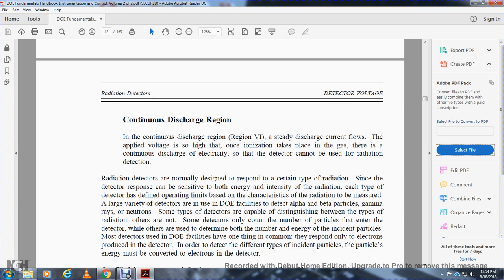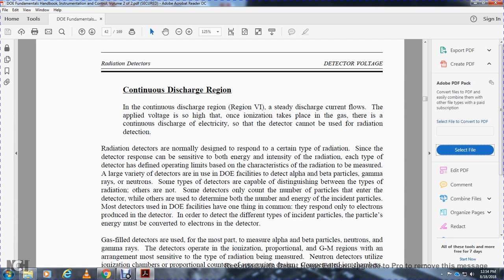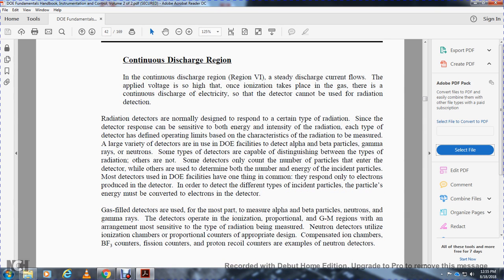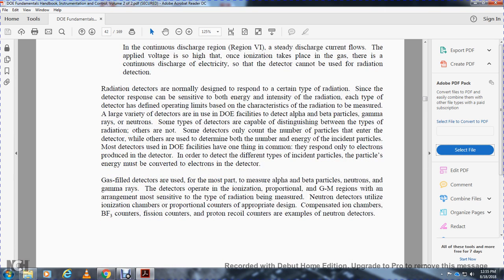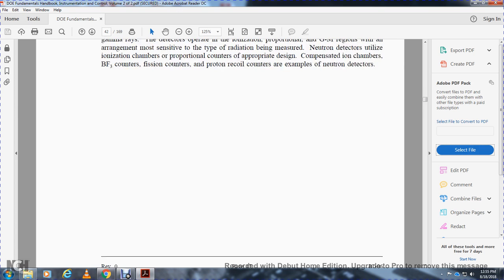Most detectors at Department of Energy facilities have one thing in common: they respond only to the electrons produced in the detector. In order to detect the different types of incident particles, the particle's energy must be converted into an electron signal in the detector. Gas-filled detectors are used for most common measurements of alpha and beta particles, neutrons, and gamma rays. The detectors operate from the ionization portion to the Geiger-Muller region, with the arrangement most sensitive to the type of radiation measured. Neutron detectors utilize the ionization chamber or the proportional counter with appropriate design, such as the BF3 counters, the fission counter, and the proton recoil counters, as examples of neutron detectors.